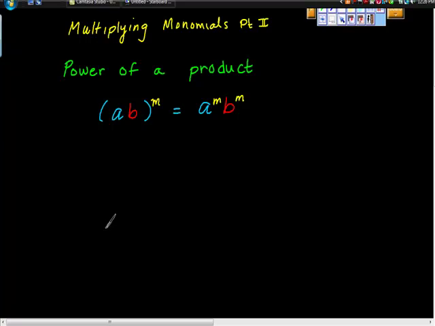So in part one, we had talked about two other rules. What rules did we talk about? We talked about product of powers and power of a power. And I started to show power of a power and how it looks very, very similar to this.